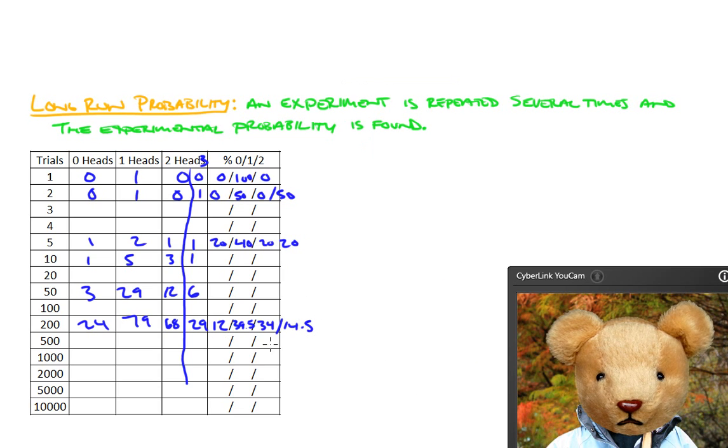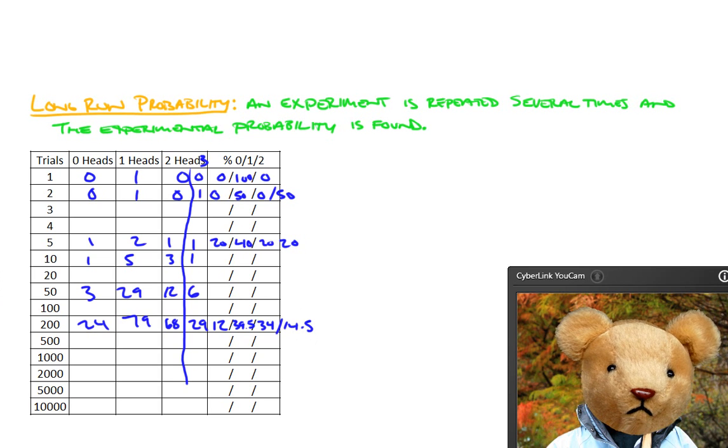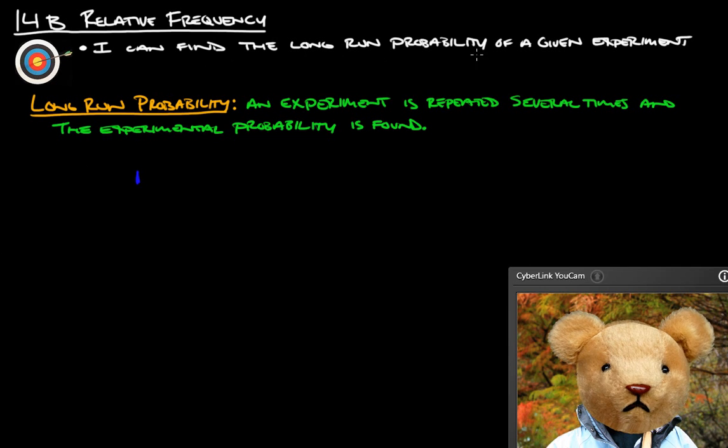So a good little challenge for you is to figure out what this should be mathematically. What should it get to when you get up to 10,000? Don't actually go to 10,000, but go through and try to calculate what that is. All right, so again, now you should be able to say that you can find the long run probability of a given experiment.